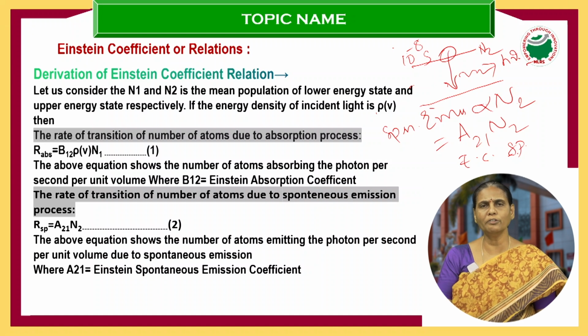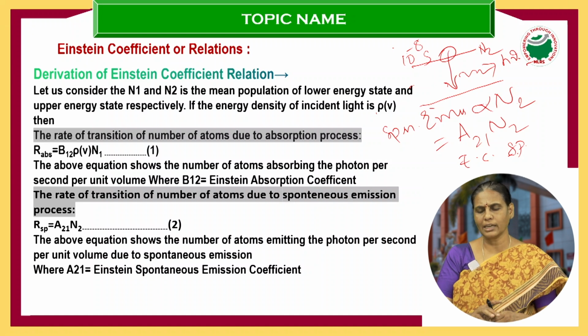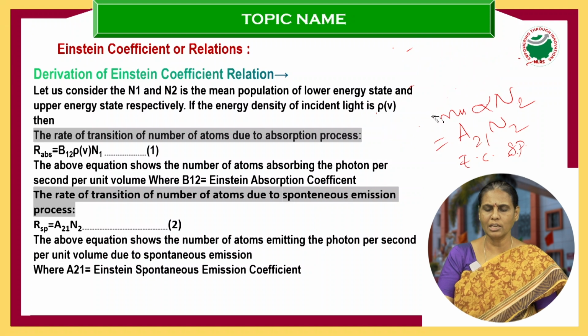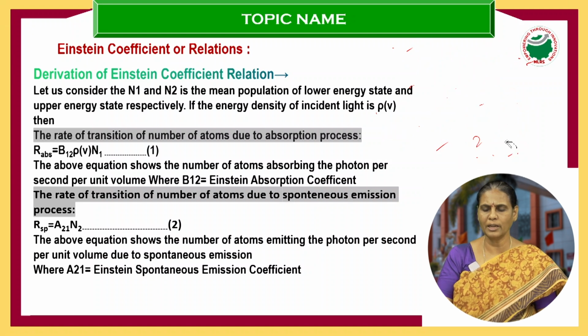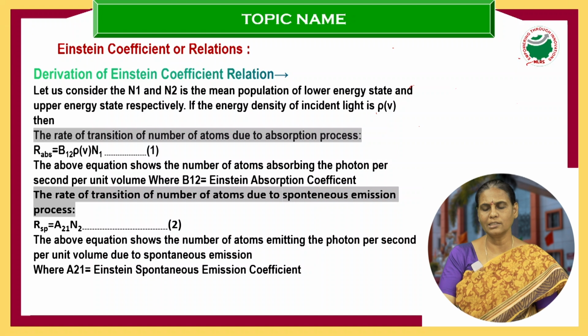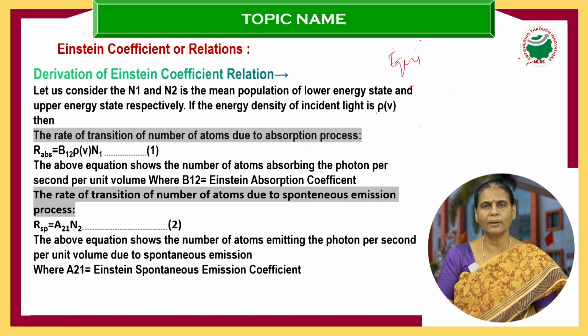Now we have got three coefficients. One is the Einstein coefficient for stimulated absorption. The second one is the Einstein coefficient for spontaneous emission. The third one is the Einstein coefficient for stimulated emission. Now, to derive the Einstein coefficient relations, let us consider the system is in equilibrium position.